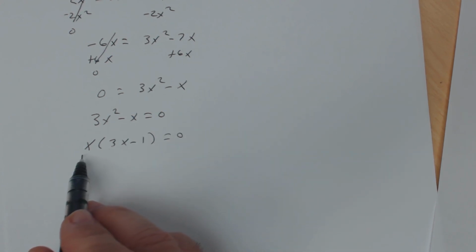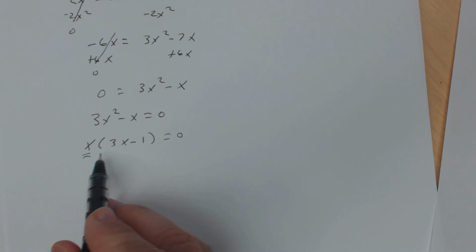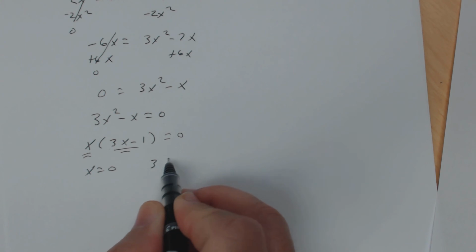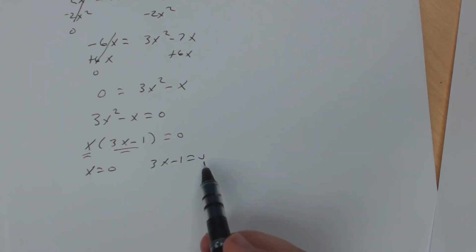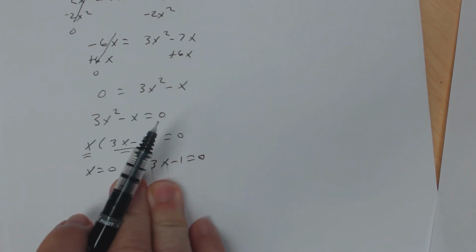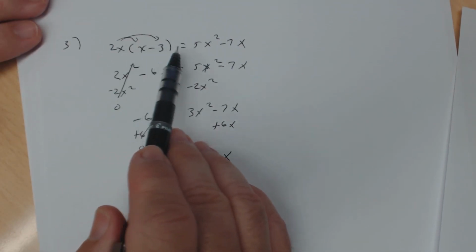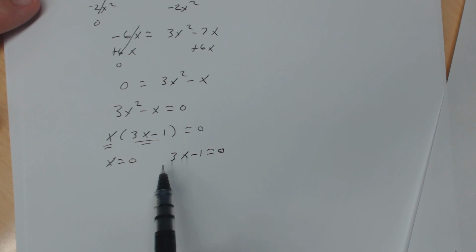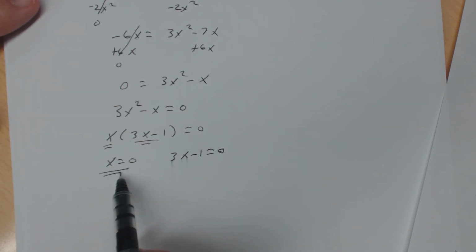And then I'm using the zero factor property. So I'm going to set each of these factors equal to 0. So I get x equals 0. 3x minus 1 equals 0. So notice I went from a quadratic equation to two linear equations, and I just got to solve for x. This one's easy because x is already by itself, so one of your solutions is 0.